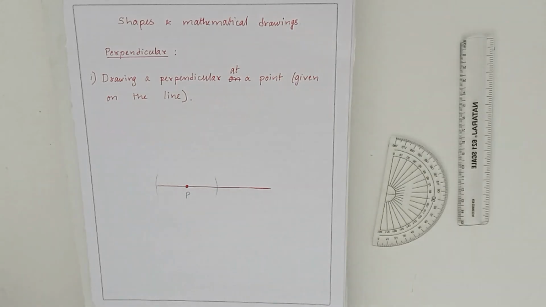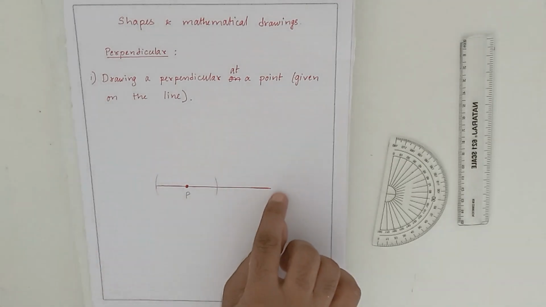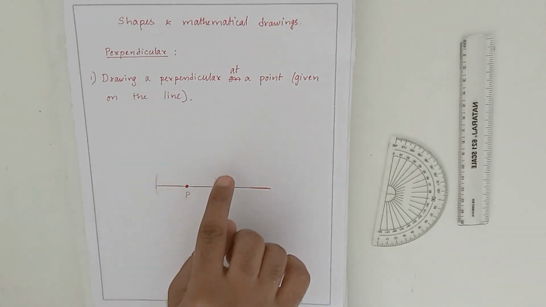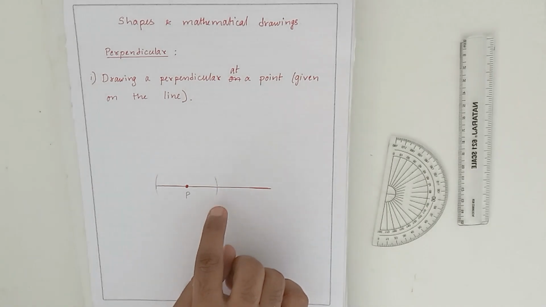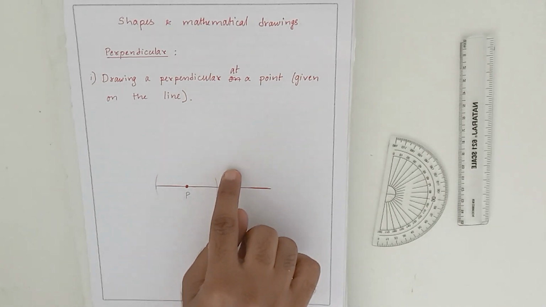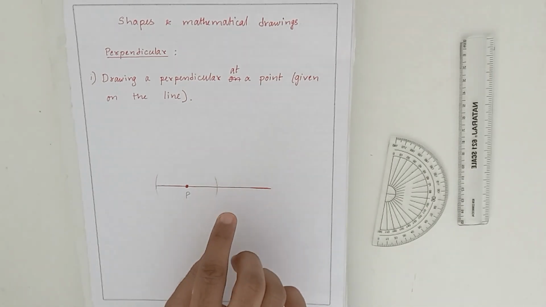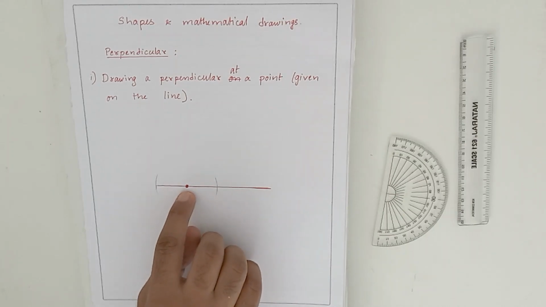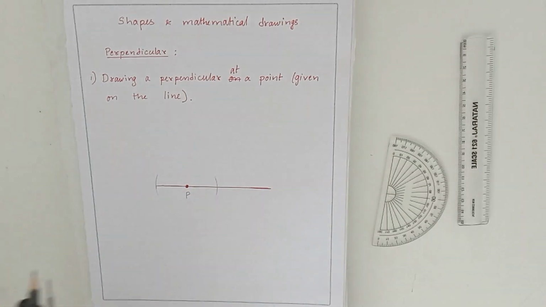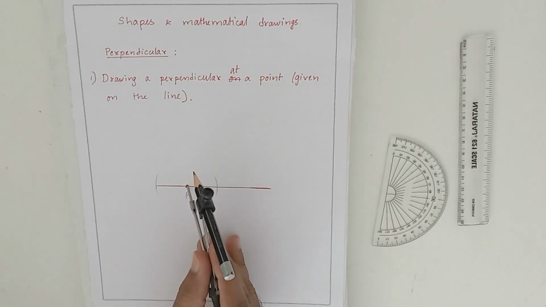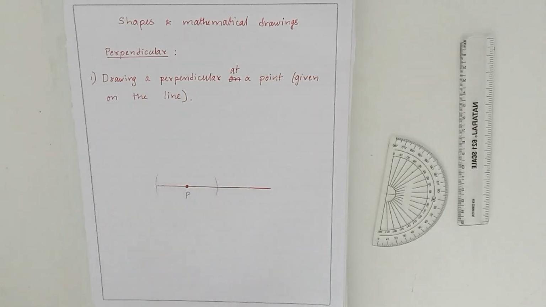Hello friends, in today's class we will learn how to draw a perpendicular to a given line. So this is the given line. I need to draw a perpendicular to this line and I want that perpendicular line to be passing through a given point P. So first thing, you draw the line and I'm choosing this as the point P. Now take a compass.